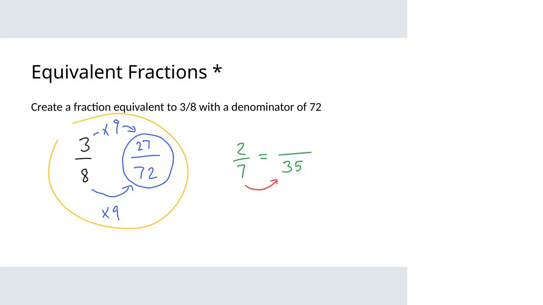Essentially, what has to happen to 7 to turn it into 35? Well, we multiply by 5. So what has to happen up here? We have to multiply by 5, and 2 times 5 would be 10, and we end up with 10/35, a fraction that's equivalent to 2/7 that has a denominator of 35. Let me know if you have any questions about creating equivalent fractions.